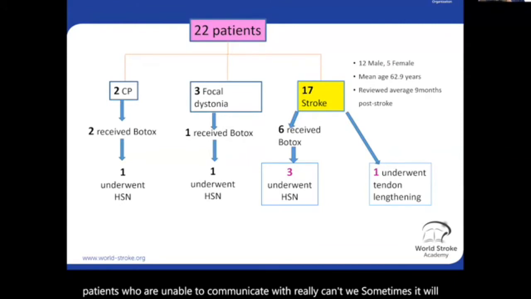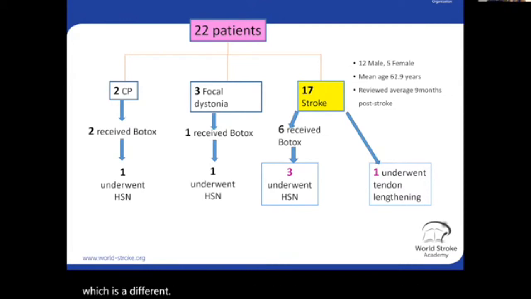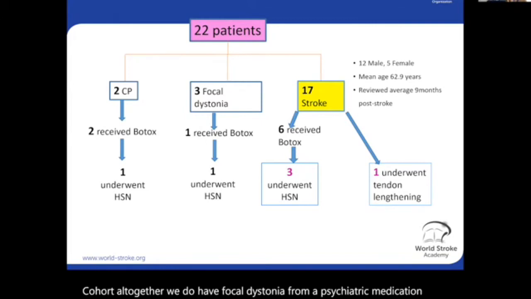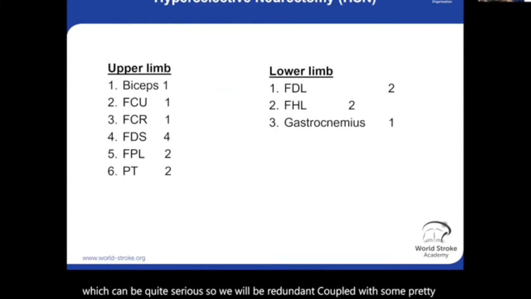So this is our experience. We've had about 22 patients, 17 of which were stroke. Like I said, we have a couple of cerebral palsy, which is a different cohort altogether. We do have focal dystonia from psychiatric medication, which can be quite serious. So we've done a couple with some pretty impressive results. And so these are the types of nerves that we have done, selective, hyper-selective neurectomies.